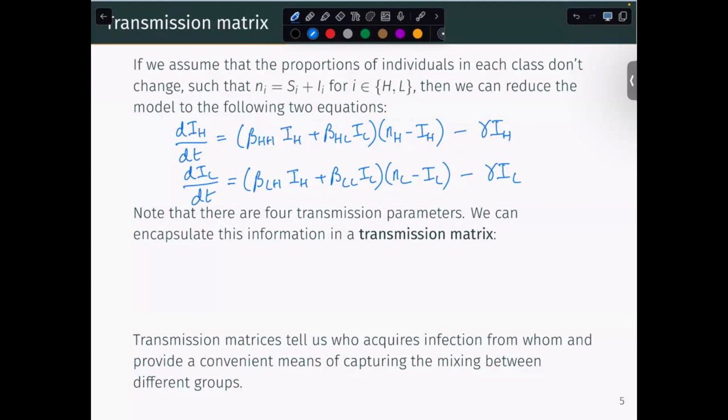Okay, so before we just had one transmission rate beta, right? Now we've got four transmission rates, and one simple way to represent them is in a 2x2 matrix. So I'm going to call beta now this matrix, which is composed of these transmission rates.